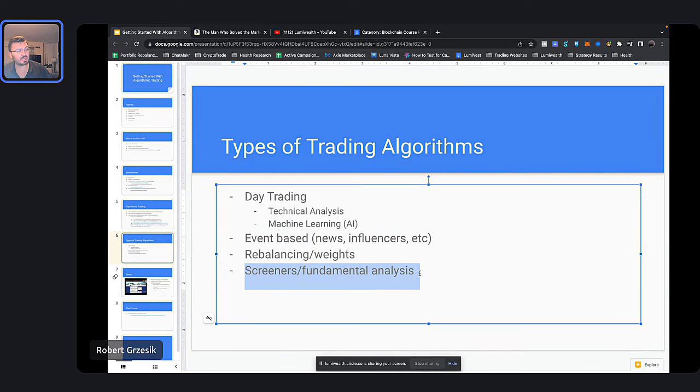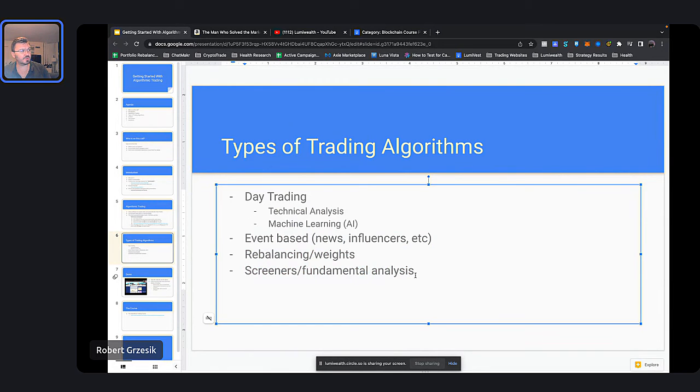You can do the same thing with crypto. You can search crypto coins and basically see which coin might be doing something good today. Are they scams or not? Are they starting to do well, or is there a pop happening or not? There's a lot of really interesting things that you can do with stock screeners or fundamental analysis. There's other types of algorithms as well. We're not going to get into details there, but these are the bigger ones: day trading, event-based, rebalancing or using weights, and stock screeners.